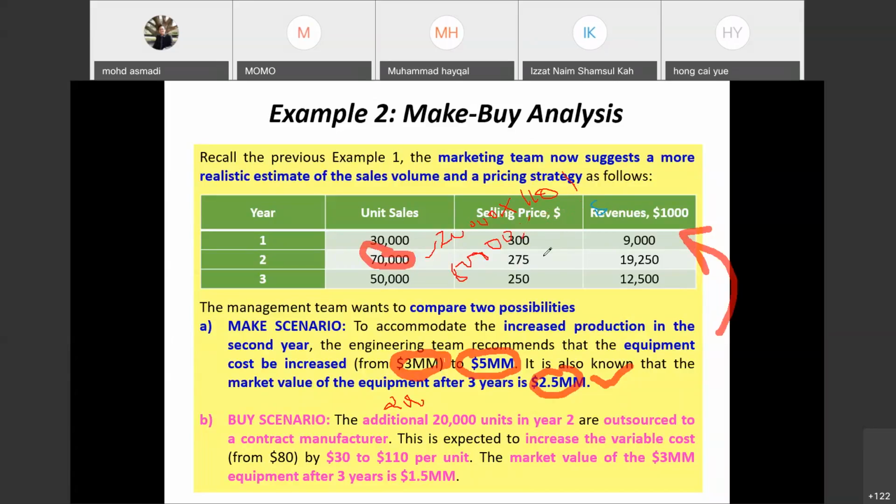So this is expected to increase the variable cost by 30 to 110 per unit. So the initial price is actually $80 per unit. The market value of the 3 million equipment initially, after 3 years is 1.5 million. Still have value for the equipment after 3 years. How can we compare this one? How can we evaluate?